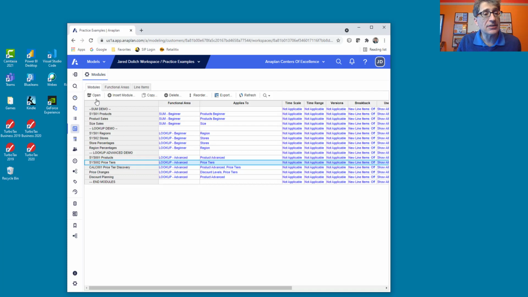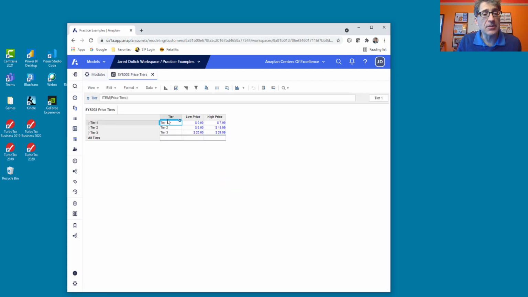For price tiers, very similar. We have the product line, the tier line item, and then we have a low price and a high price. This is what's gonna allow us to look up the range, right? So when I look up a price, is it between this price and this price, or this one and this one, or this one and this one? This is the key to our problem here.